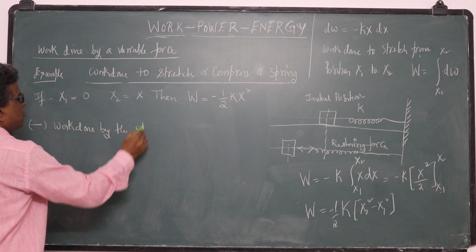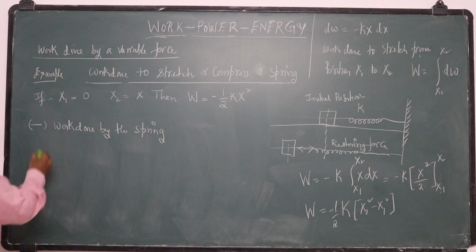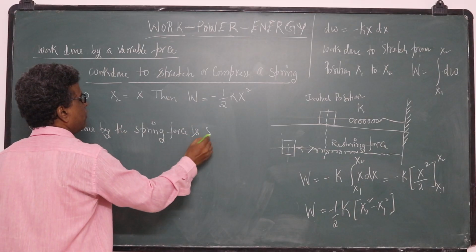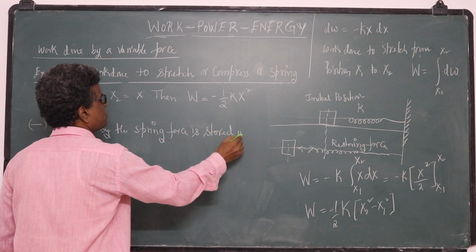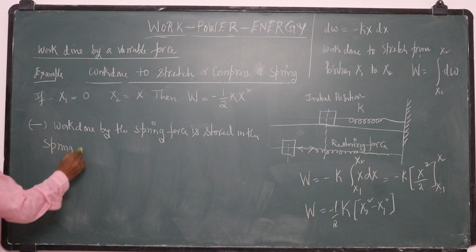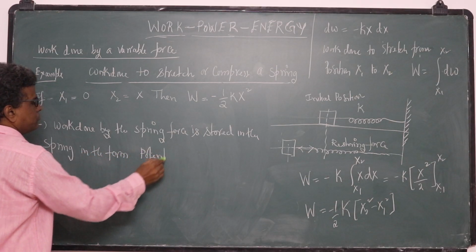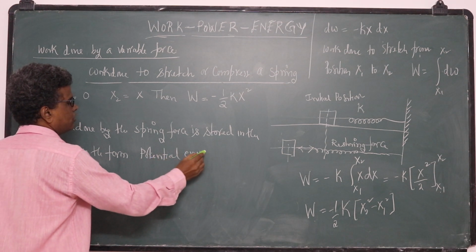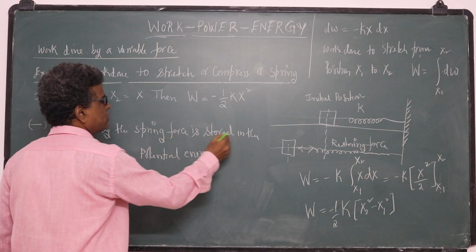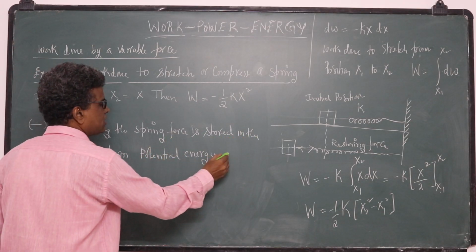Here work done by the spring force is negative. This negative work done by the spring force is stored in the spring in the form of potential energy. Okay, so the next topic is potential energy. The negative work done by the spring force is stored in the form of potential energy.